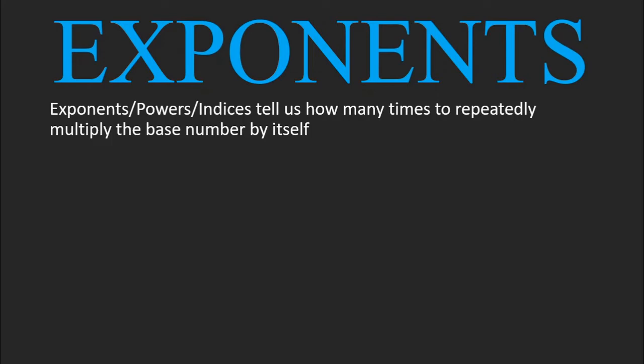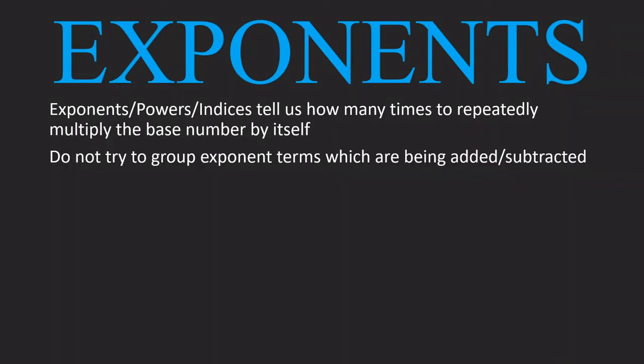Again, they tell us how many times we need to repeatedly multiply the base number by itself. As we're going to be looking at a lot of exponents questions today, I want to make sure that we don't get confused about simplifying expressions and using index laws, as I know we've been studying that this year. So don't group exponent terms which are being added or subtracted.